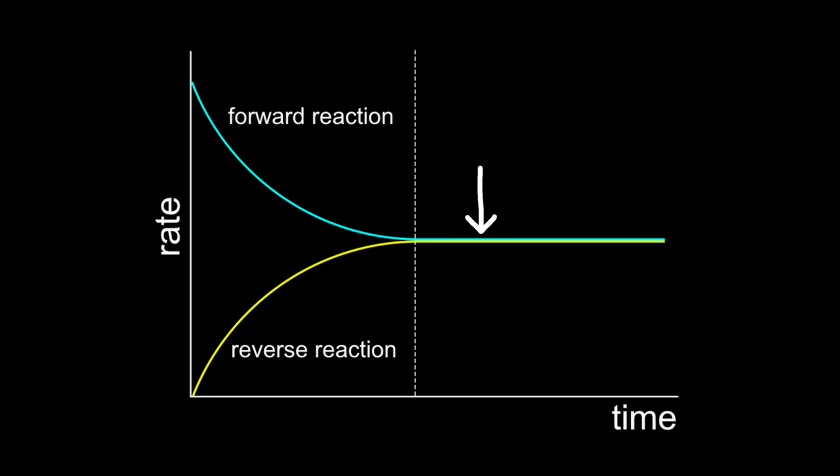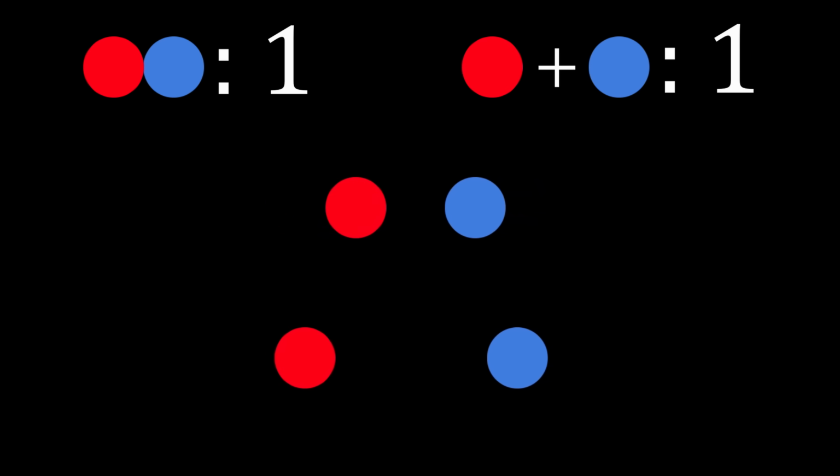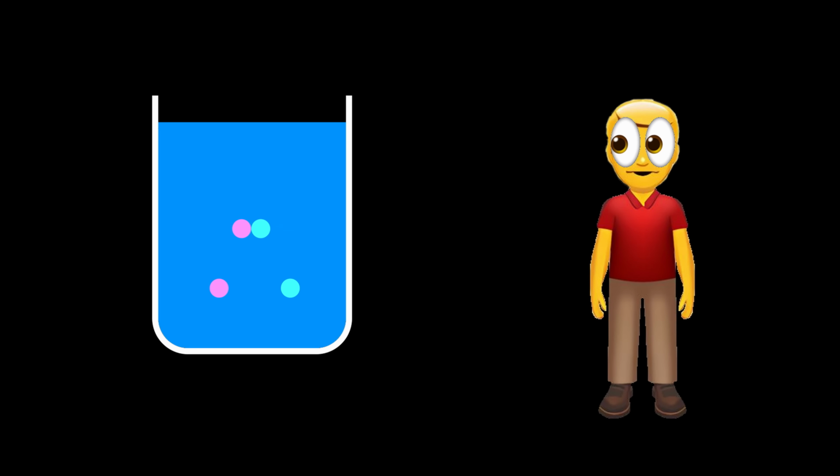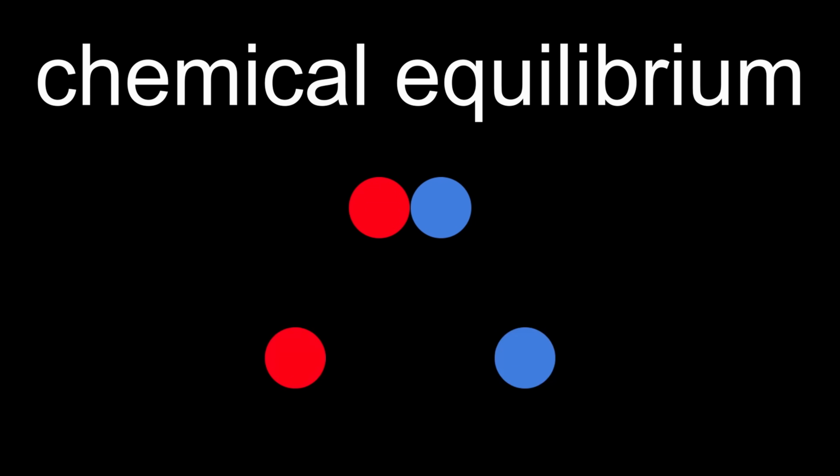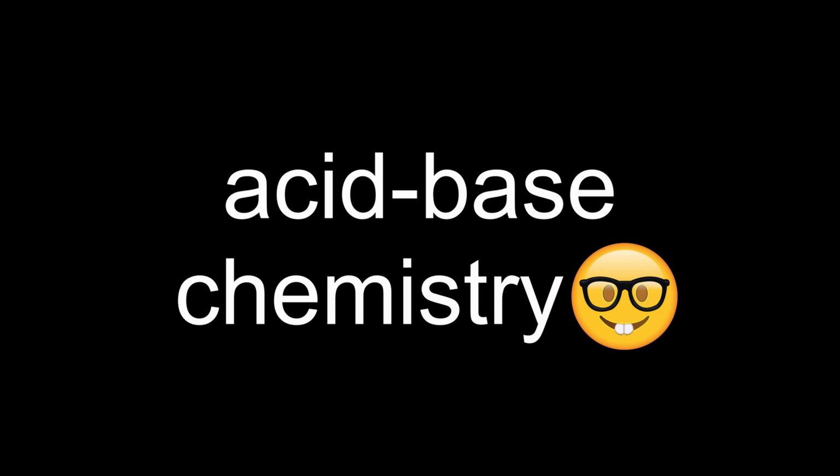Chemical equilibriums exist when reversible reactions take place at the same speed in both directions, which means that even if reactions are taking place, the concentrations of both sides stay the same, and to someone watching from the outside, nothing seems to be happening. We often find chemical equilibriums in phase changes, but also acid-base chemistry.